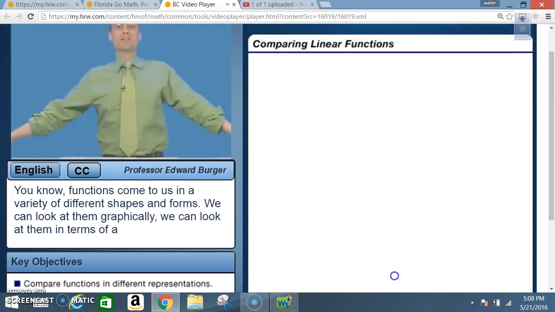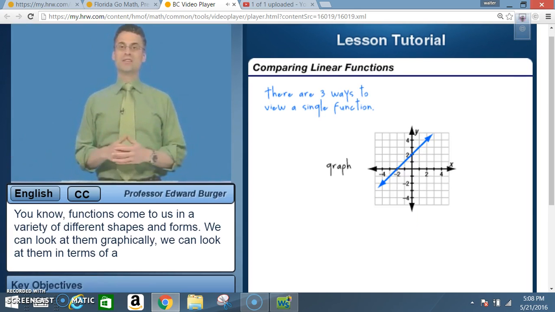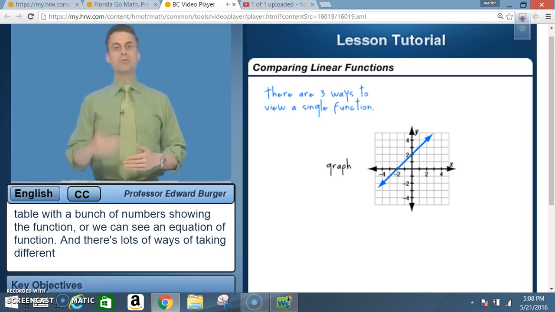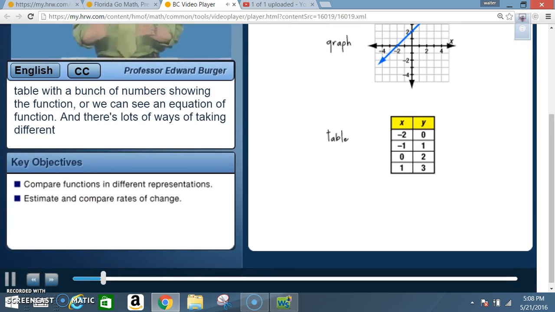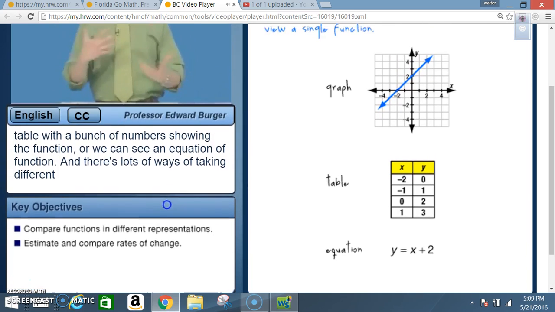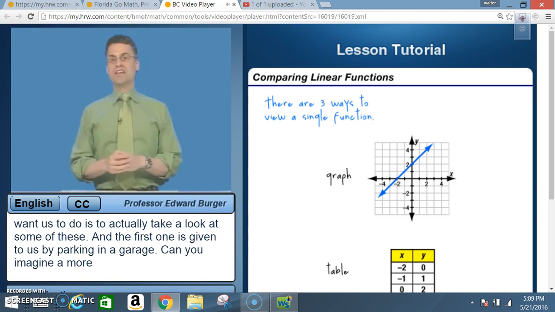You know, functions come to us in a variety of different shapes and forms. We can look at them graphically. We can look at them in terms of a table with a bunch of numbers showing the function, or we could see an equation for a function. And there's lots of ways of taking different functions and comparing them. And we can even compare different functions when they're given to us in these different modes. And so what I want us to do is to actually take a look at some of these.